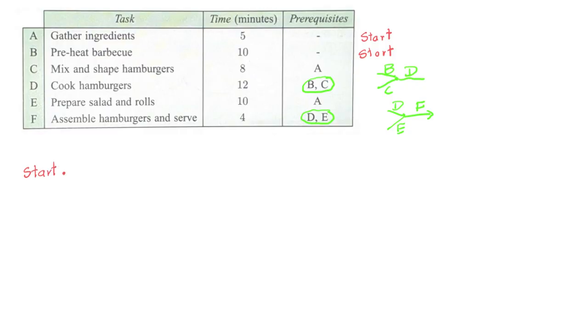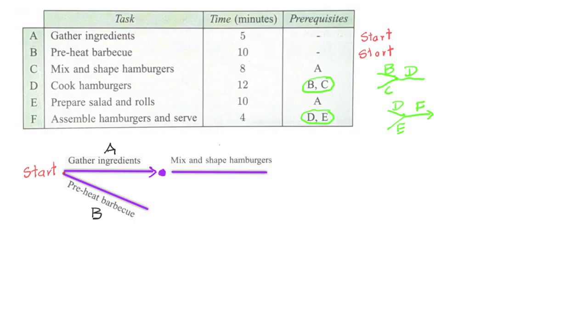And from this start, we have 2 events that can happen, A and B. A is where we gather the ingredients. B is where we preheat the barbecue. Now we're told that before we mix and shape the hamburgers, we had to do A, which was gather the ingredients. So our task C is done after we gather the ingredients A.